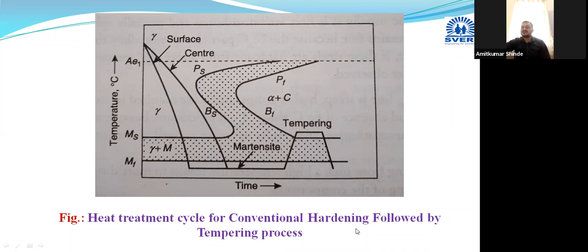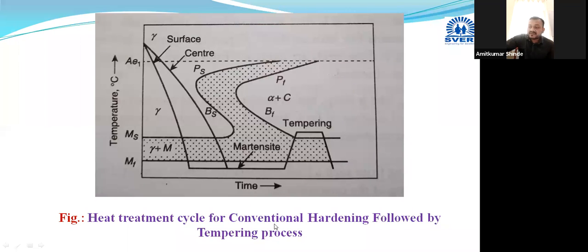Now this conventional hardening plus tempering method can be applied to medium carbon steels, high carbon steels, then alloy steels, different kinds of alloy steels also. But this conventional hardening followed by tempering cannot be used for low carbon steels. We cannot use this conventional hardening method on low carbon steels. We have to modify it, and that modification I will explain in the next type.